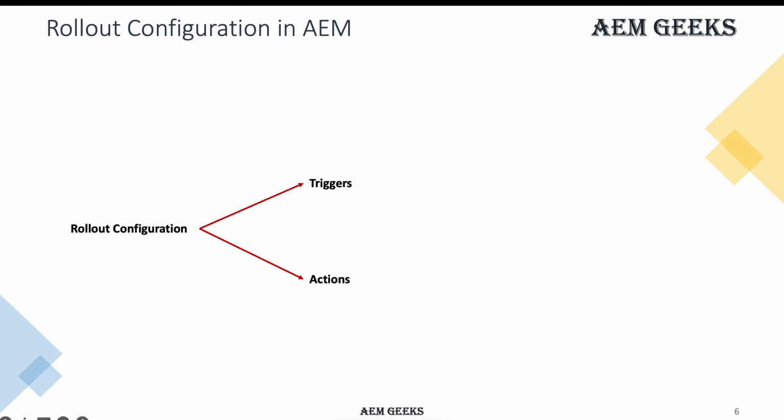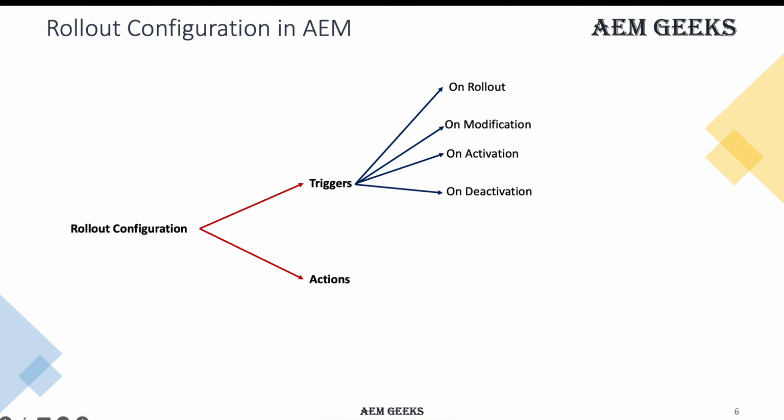There are some standard triggers which are on rollout, on modification, on activation, and on deactivation. There are others and you can create your own as well. On rollout means you intentionally and manually, either content author or business person, roll out those changes, meaning moving those changes from blueprint to live copy.